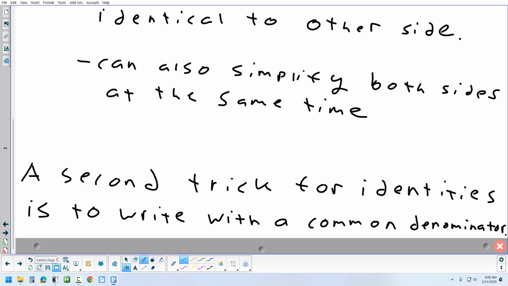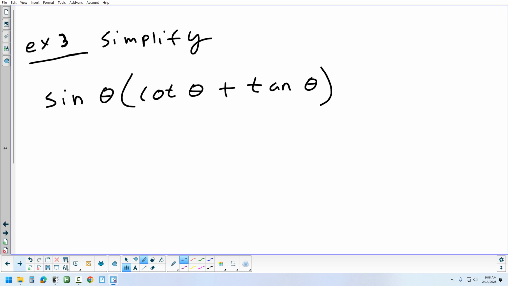All right, let's try a problem. Okay, we're going to do another simplify first, and then we'll do a verify after. Okay, so it's sine times cotangent plus tangent. Now, there's something I can do here that you learn in Algebra 1, a certain property you can use. Anybody have an idea what property I'm going to use in this problem?